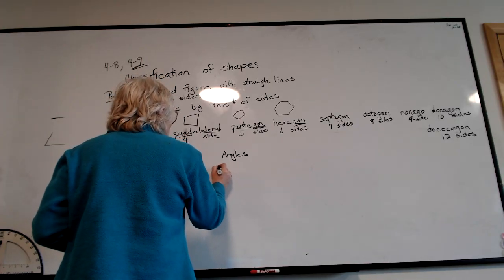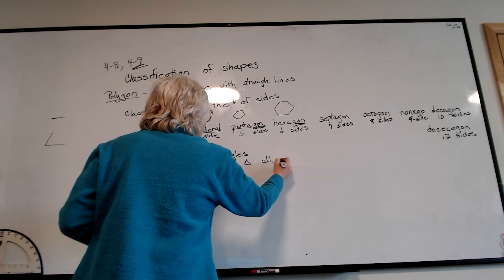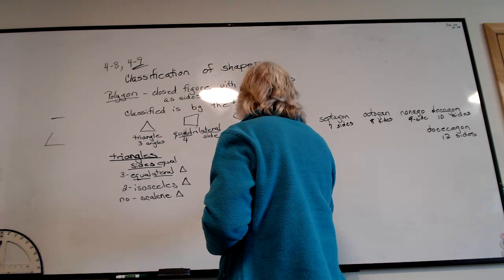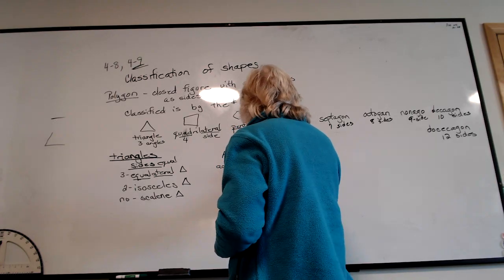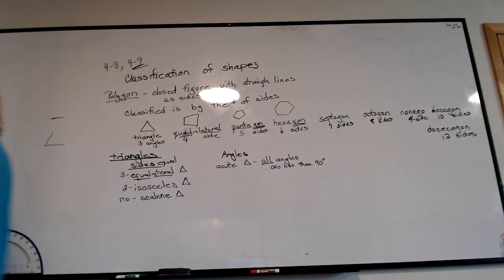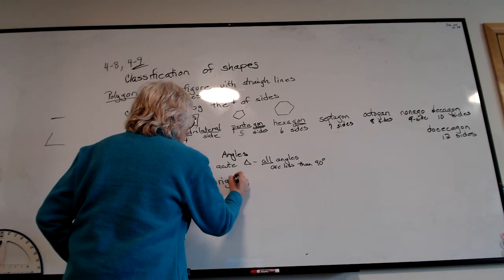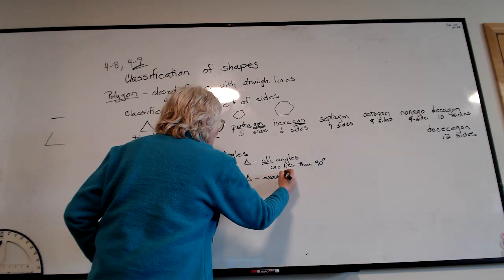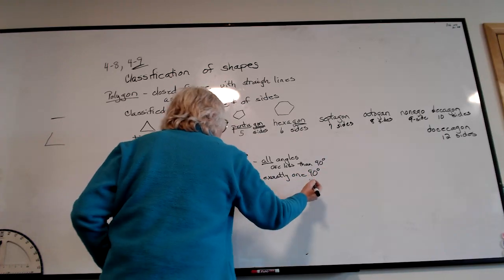So they're called acute triangles, and that's where all angles are less than 90 degrees. So that's all of the angles are less. Okay. The next one's a right triangle. Right triangle is when you have exactly one 90-degree angle.